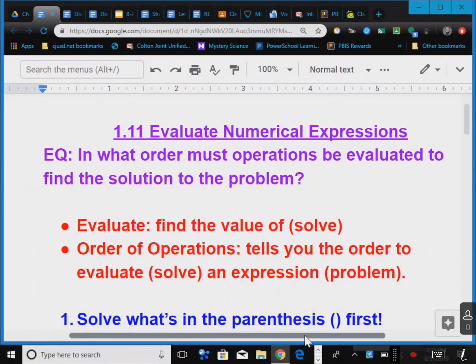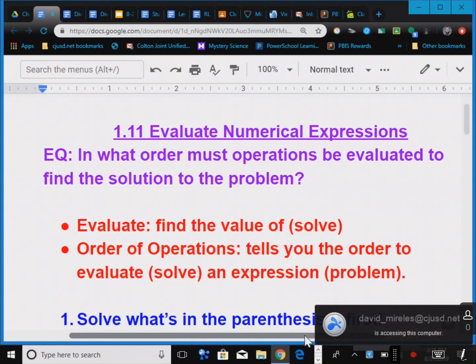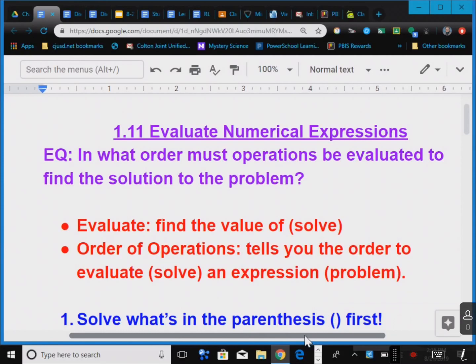Hello everyone, welcome to 1.11, Evaluate Numerical Expressions. We know a numerical expression is just basically a math problem. That's what an expression is, okay? Expression is the problem, okay? The essential question: in what order must operations be evaluated to find the solution to the problem?